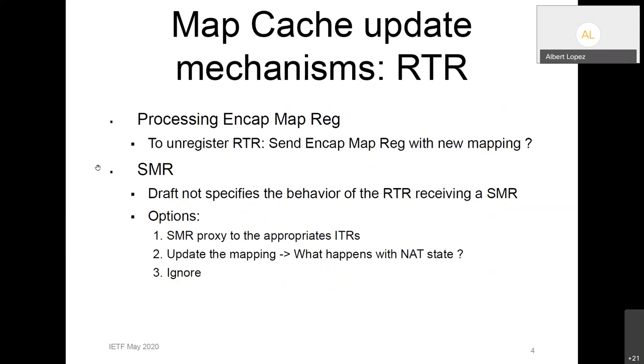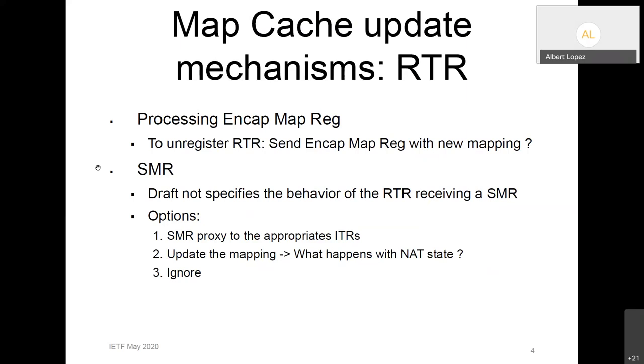When we are talking about the update of a mapping in the RTR, the draft specifies that the map cache entry is updated while processing the encapsulated map register sent by the XTR. But what happens if we want to stop using a specific RTR? We need a mechanism to unregister this RTR. Following the same mechanism, I believe the option would be to send a last encapsulated map register to the RTR with the new mapping. Also, from the point of view of the XTR, once it detects we are not behind NAT, the default cache entry should be removed in order to start populating the new cache.